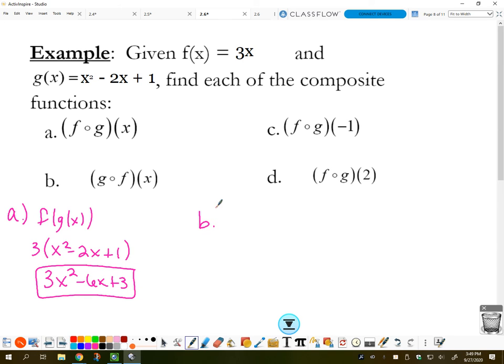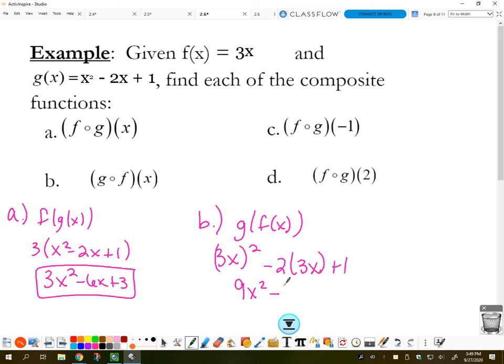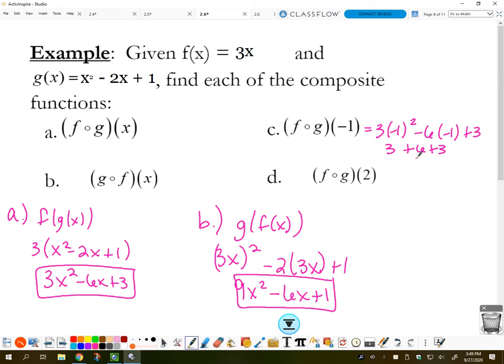If we do B, we're doing g of f. So we're going to do 3x squared minus 2 times 3x plus 1. So that's 9x squared, so I squared 3 on the x, minus 6x plus 1. All right, so C, we're going to use the fact that we know this. So we're going to say 3 times negative 1 squared, minus 6 times negative 1 plus 3. So 3 plus 6 plus 3. So ultimately we get 12.